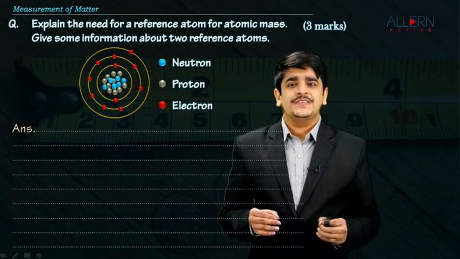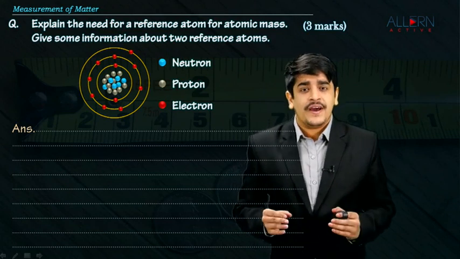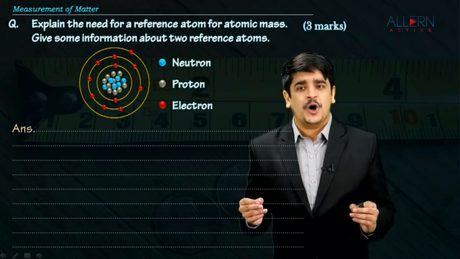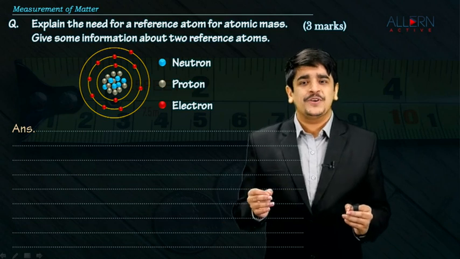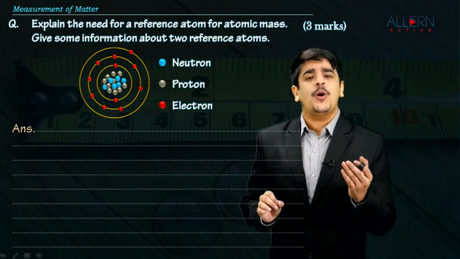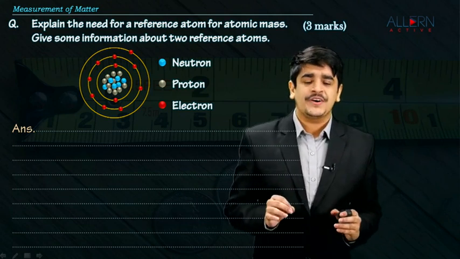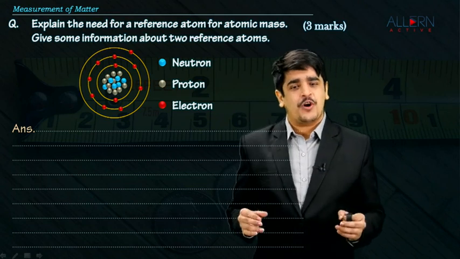Now, in this particular question, I am going to explain to you all the need of a reference atom for measuring the atomic mass, and we are going to give you some information about the two reference atoms which are normally used in day-to-day life for chemistry. Now, onto the screen over here, I have the symbolic representation of an atom.